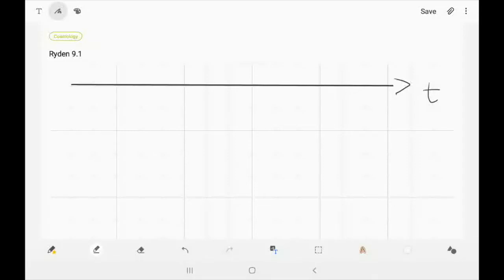Okay, here is a full solution of Ryden 9.1. And as we get into this, I want us to remember that the basic timeline of BBN looks something like this. At early times, there is chemical equilibrium, more or less, between protons, neutrons, electrons, and neutrinos. And at a time of about 1 second, the weak interaction freezes out.